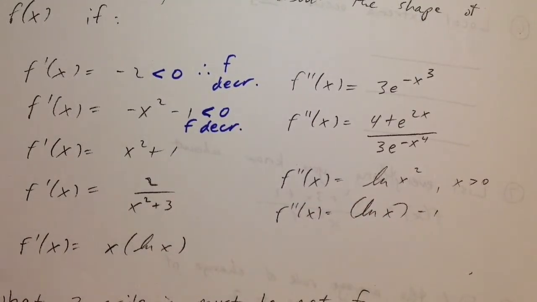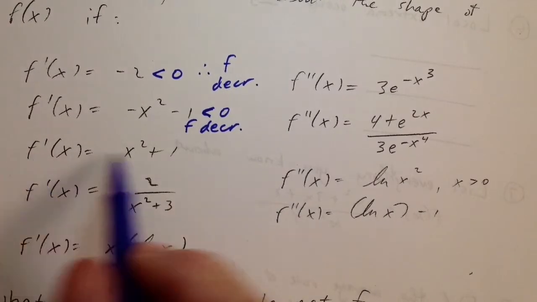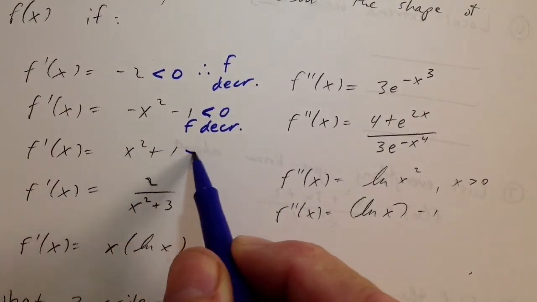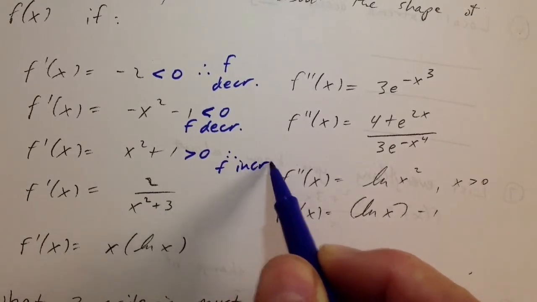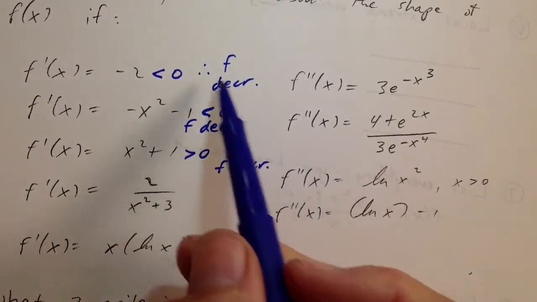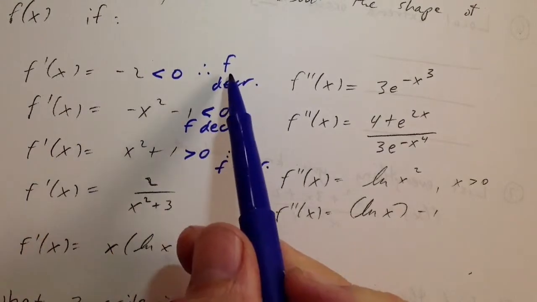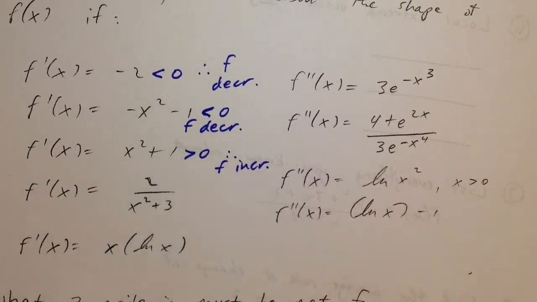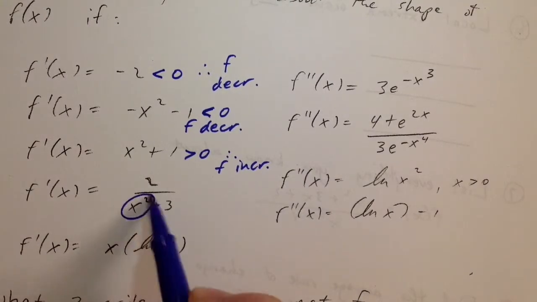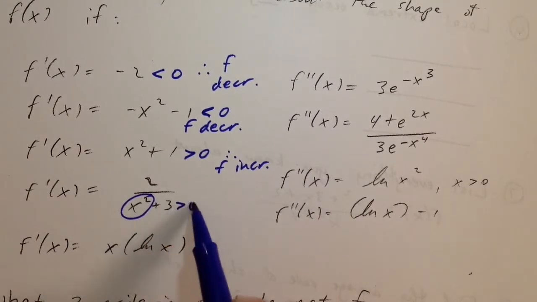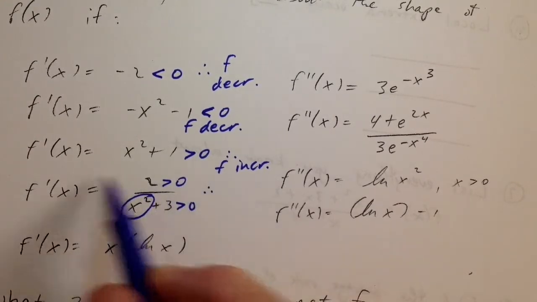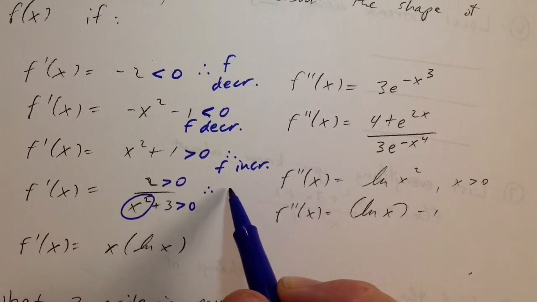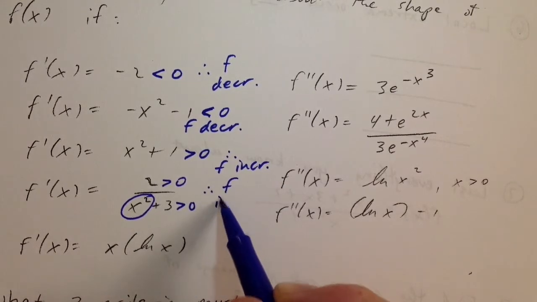Okay. Likewise, f prime is x squared plus 1, which is always positive. Therefore, f is always increasing. Okay. And again, for the first three, f is decreasing, decreasing, and increasing for all values of x. Okay. Here again, x squared plus 3 is always going to be positive, so therefore f prime of x is always positive, so therefore f is always increasing.